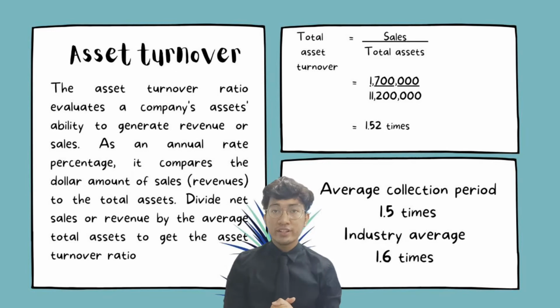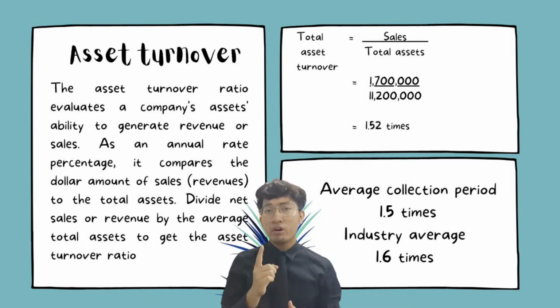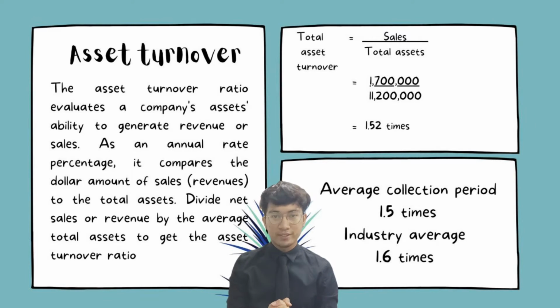Lastly, asset turnover ratio. The asset turnover ratio evaluates a company's assets' ability to generate revenue or sales. The formula is sales divided by total assets. Based on the slide, we get 1.52 times, which is poor compared to the industry average. To improve the total assets turnover, we can improve inventory management and computerize inventory and order systems.